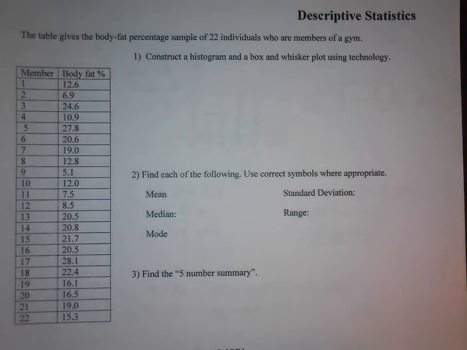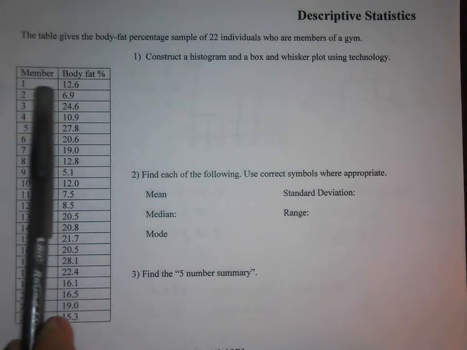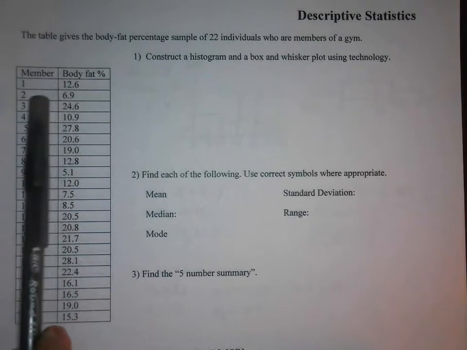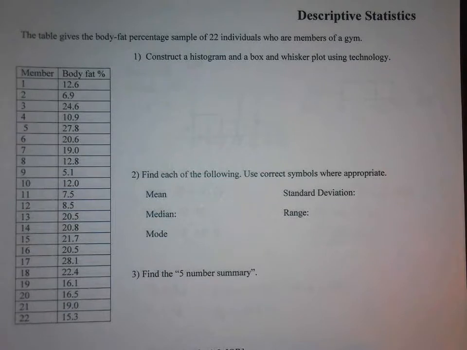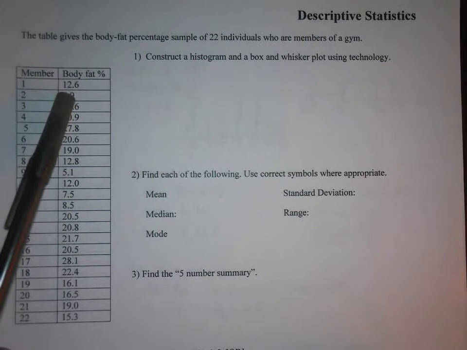We have the body fat percentage for a sample of 22 individuals who are members of a gym. So member 1 had 12.6% body fat, member 2 had 6.9% body fat, and so on. And we should make a note that the member number is arbitrary. What I mean by that is the first person they chose, member 1, could have just as easily had a body fat of 20 rather than 12.6.